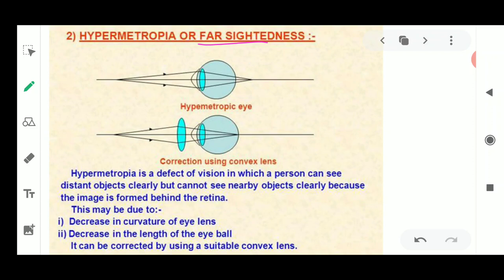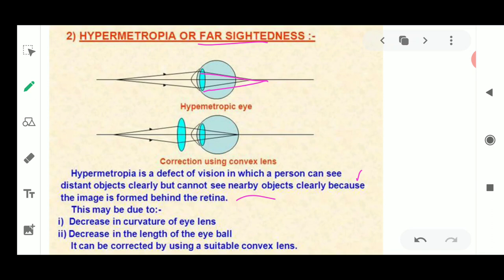Hypermetropia is a defect of vision in which a person is able to see the distant objects clearly but not able to see the nearby objects clearly, because the image is going to form behind the retina. So the image forms behind the retina and the person is not able to see clearly. In this case the image is forming beyond the retina, outside it, so the image is not being formed properly and is not being received by the retina.